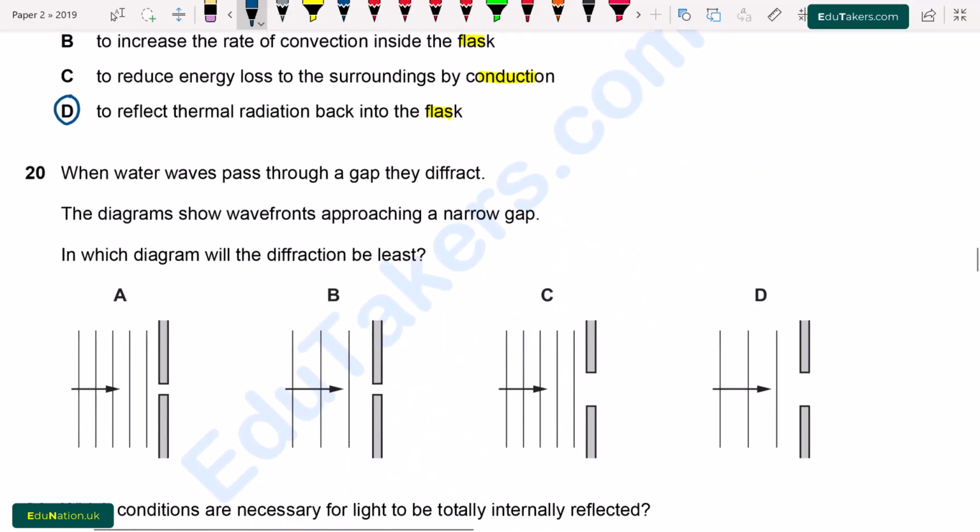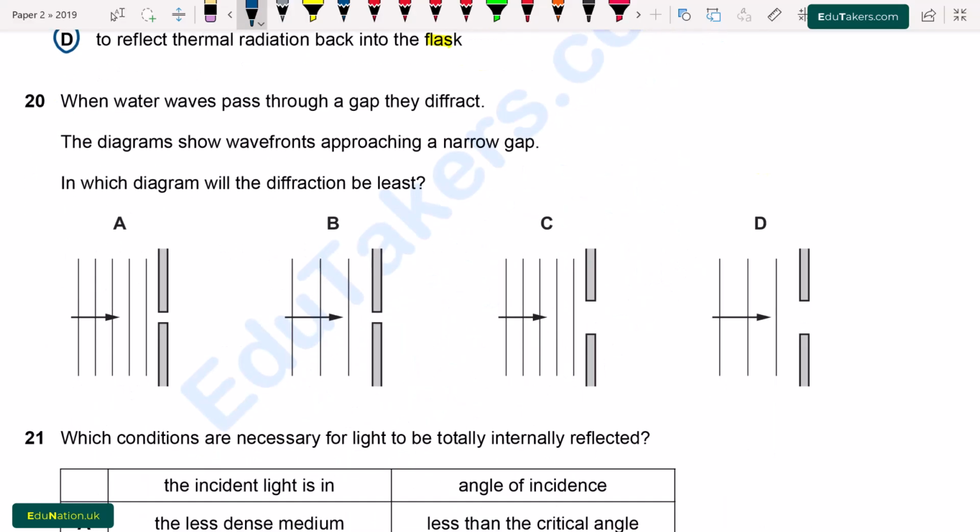Question number 20. When water waves pass through a gap, they diffract. The diagram shows the wavefronts approaching a narrow gap. In which diagram will the diffraction be least? So where is there the least diffraction?